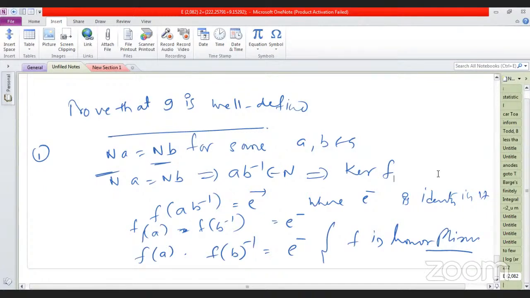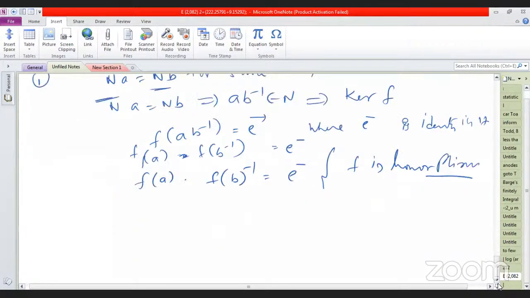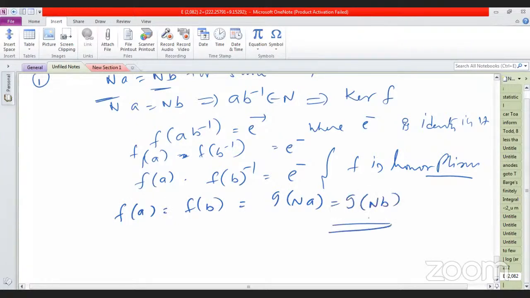I'm unmuted. Okay, listen here. I know that you will... F is a homomorphism. So therefore F of A is equal to F of B, so therefore Gn of A is equal to Gn of B. It is well defined. Why? Because F of A inverse, F of AB inverse is equal to E bar.